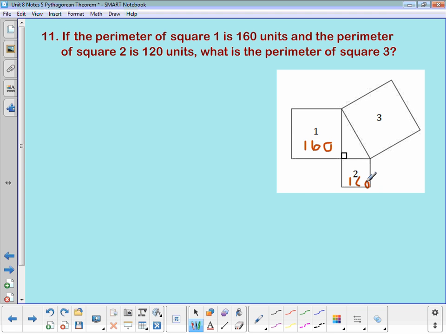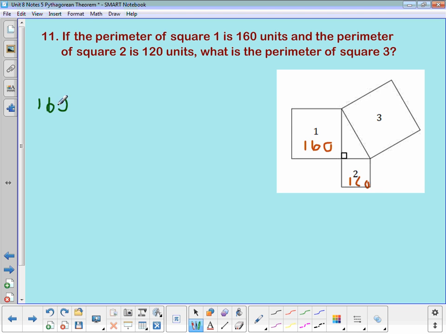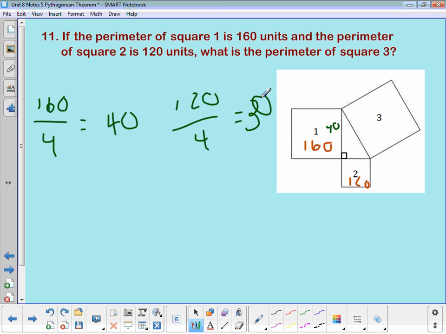Well, first of all, before we can find the perimeter, we have to figure out what each of the side lengths is. We're dealing with squares here, which means that each of the side lengths are the same. So to get the side length of square 1, we need to take 160 and divide it by the fact that there are 4 sides. Okay, so when we do that, we end up getting 40. So this side length right here is 40. Same with 120. We need to divide that by 4 to see what our side length is, and we get 30. So this has a side length of 30.